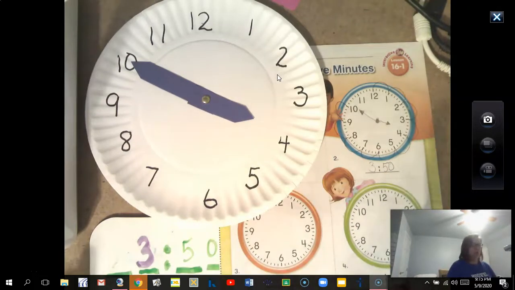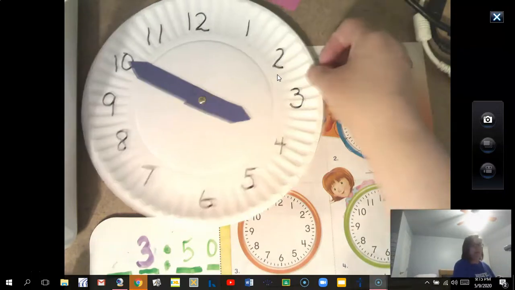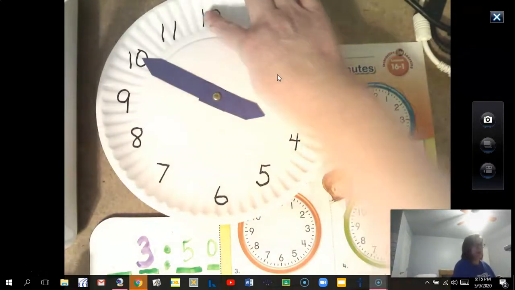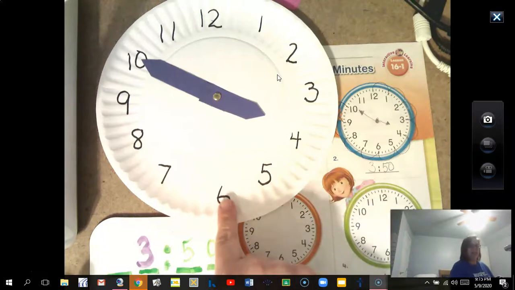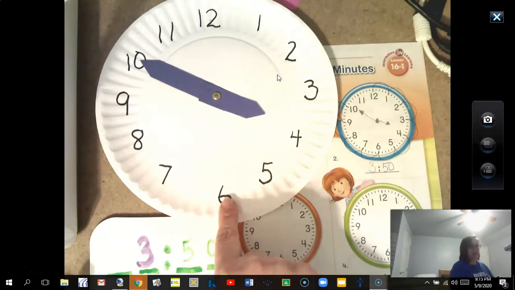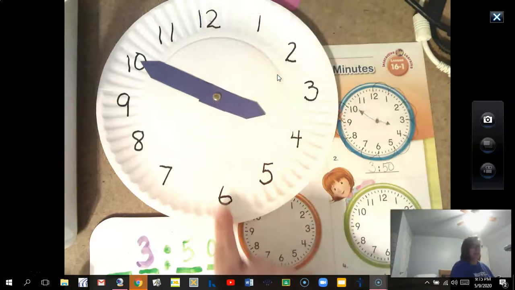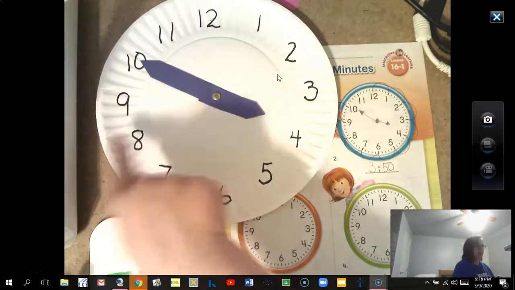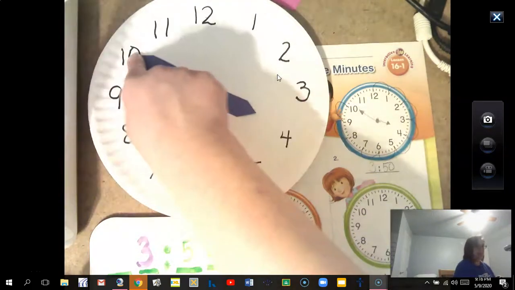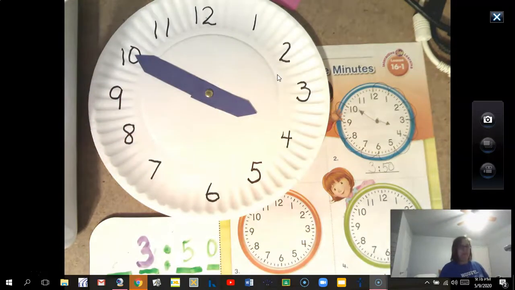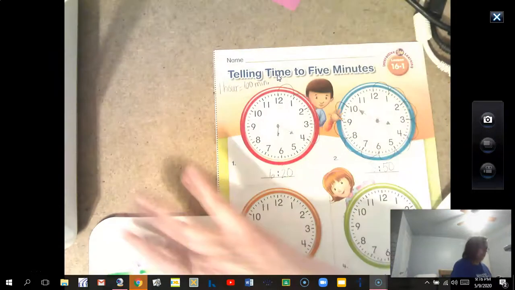Okay, but one of the things that I wanted to focus on with you is we started at the 12 and we went all the way around, but we didn't really have to do that. We know that when we're here at the 6, 30 minutes have gone by. So I didn't have to go, I could just start here at 30, 35, 40, 45, and 50. Okay, so then it's 3:50. All right, I'm going to put another time on.